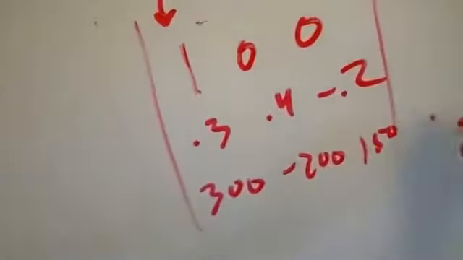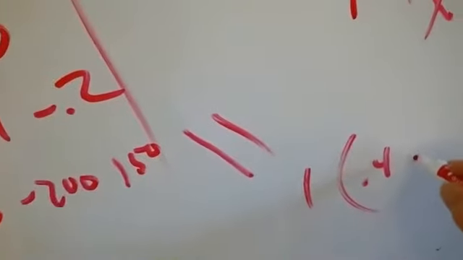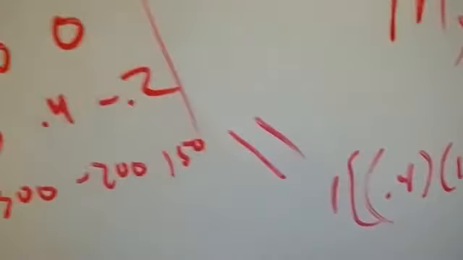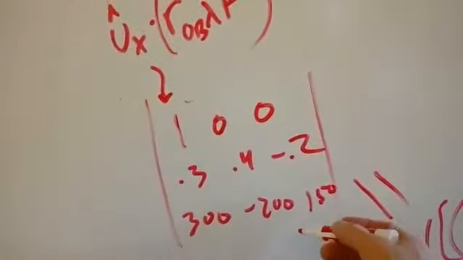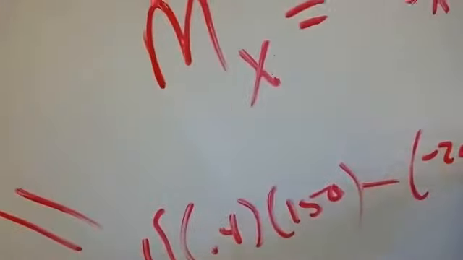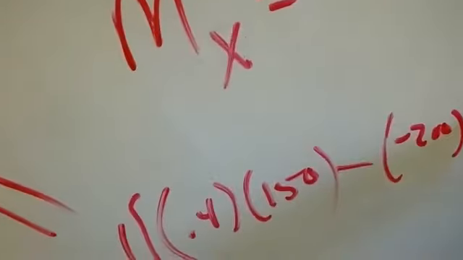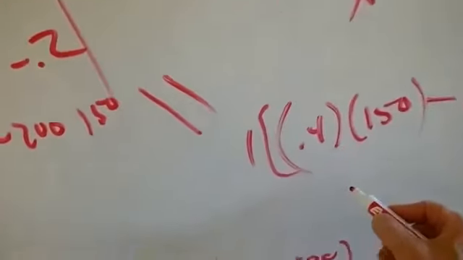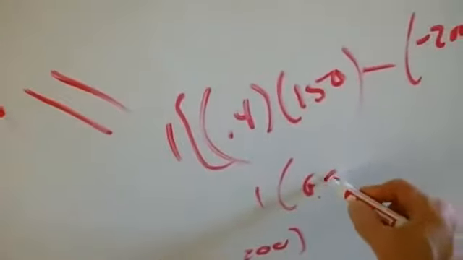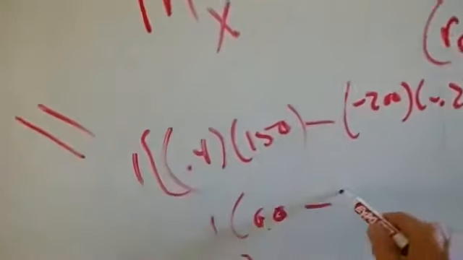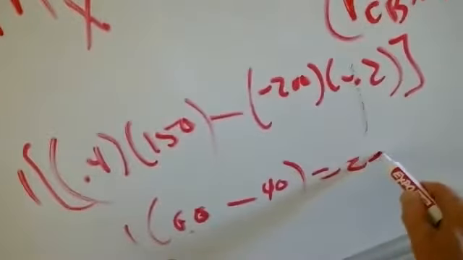So that equals 1 times 0.4 times 150 minus 200 times minus 0.2. That should give you the same answer. What is that, 60? 60 minus, and this is 200 times 0.2, that's 40. So that's 20. Same answer, right?